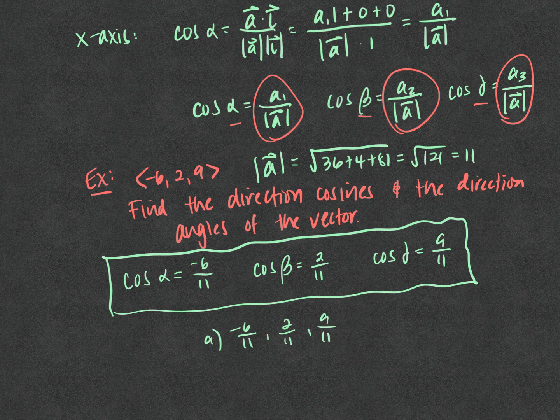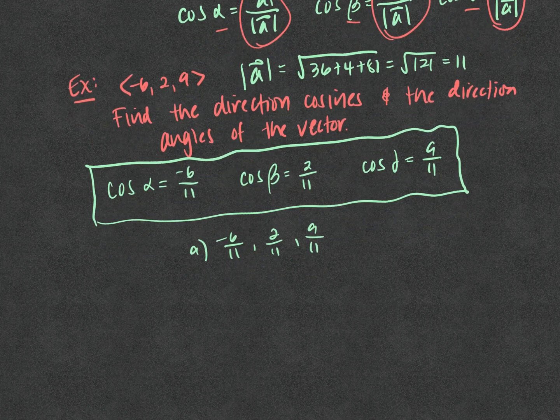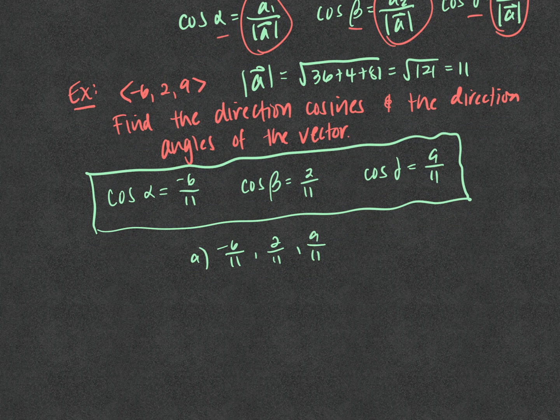By the way, if you were to write in brackets your vector notation, this is your unit vector. So that's an interesting note to make, that the cosine of each angle is equal to that component's unit vector piece. So that's kind of cool. Okay, those are the direction cosines. We've got that. Now let's do the direction angles.